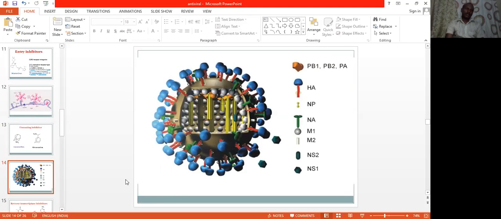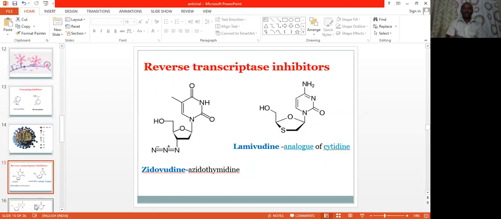So the next class of drugs, that is entry inhibitors. Under this, before cell entry, you have entry inhibitors and uncoating inhibitors. Next, once it enters, that target is over. Once it enters into the host cell, then what are the drugs we have?